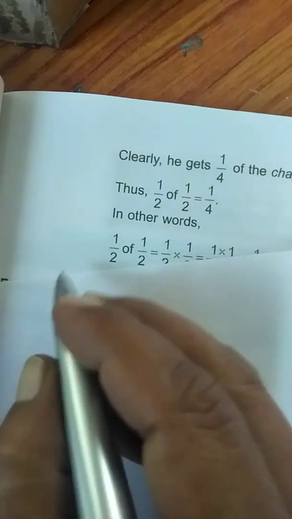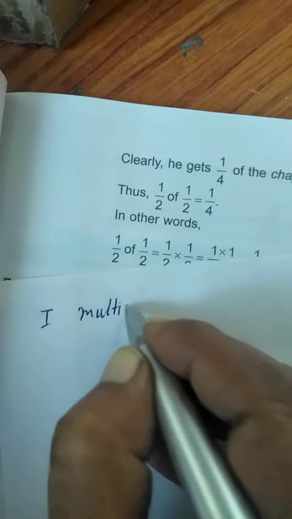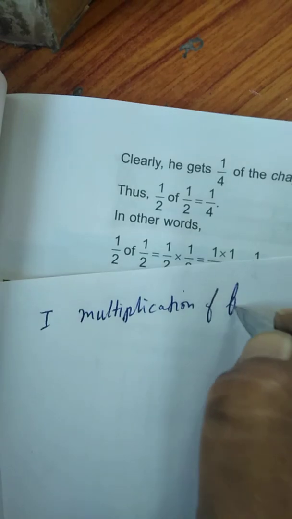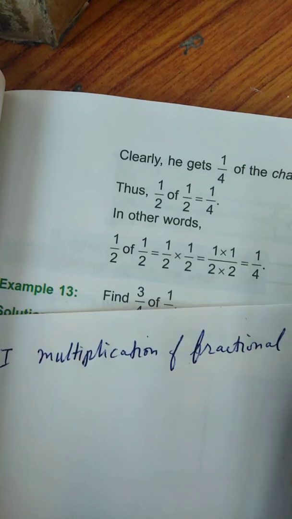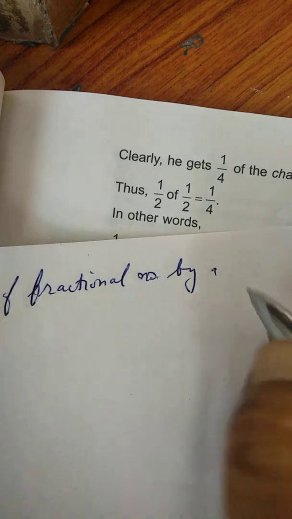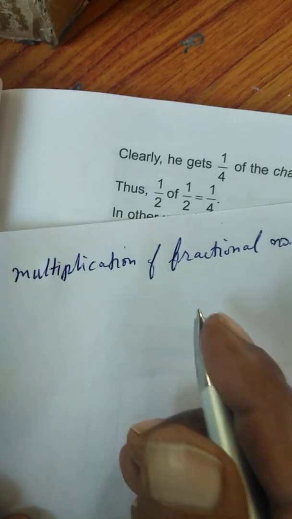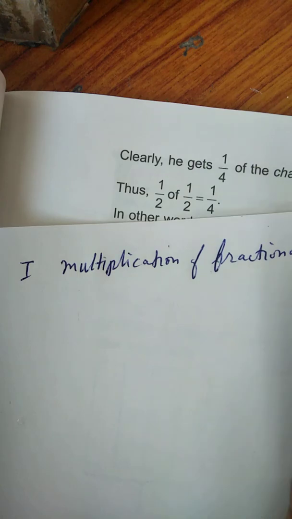Now, the first concept is multiplication of a fractional number by a whole number. In this concept we will multiply the fraction by a whole number. You already know how we can multiply things, and the same process you will follow here.